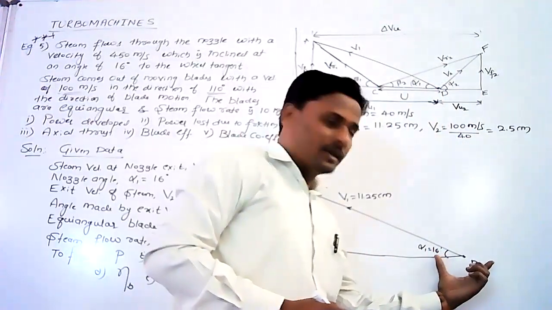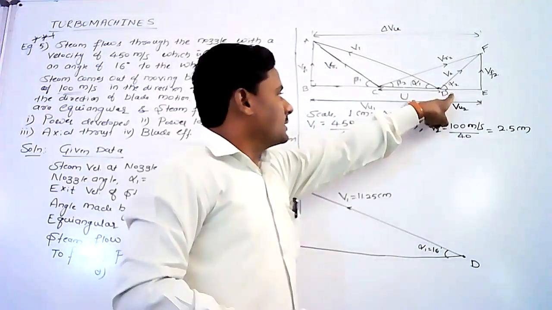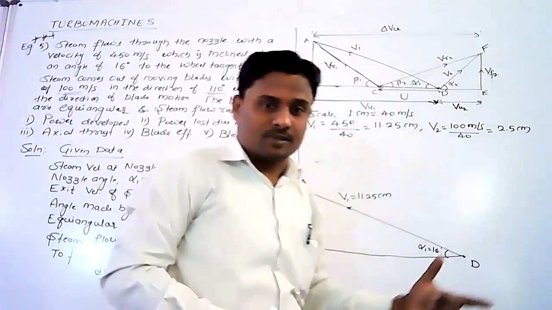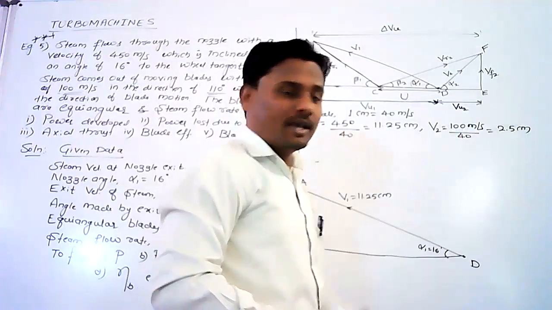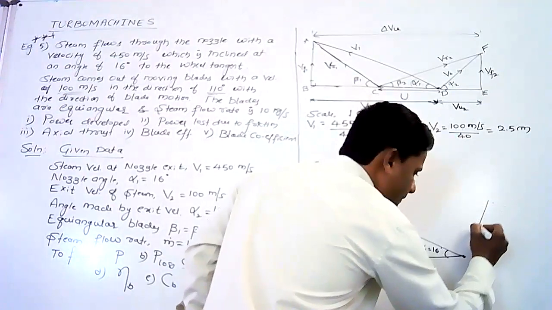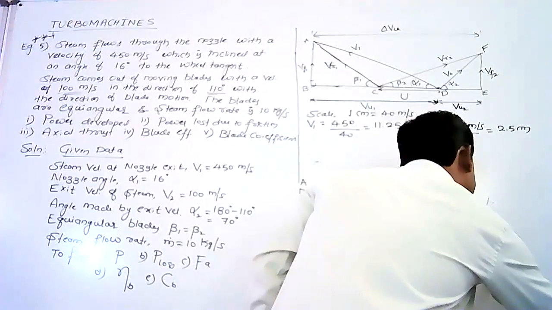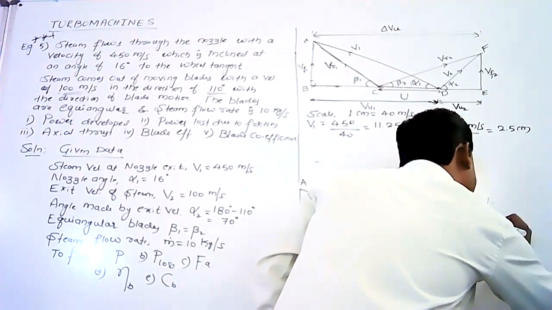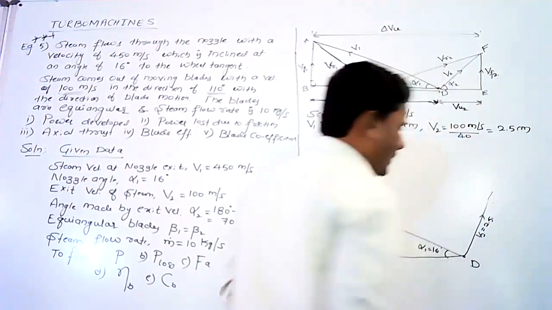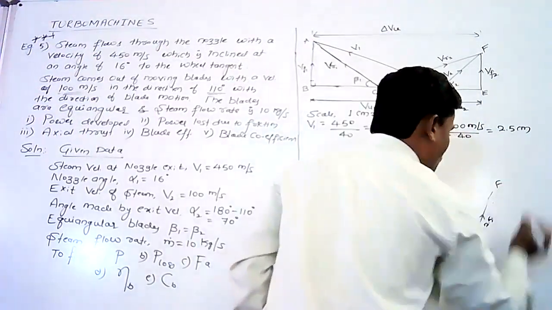Now keep the protractor on point D and measure the angle in the counterclockwise direction. Since the V2 angle alpha is measured counterclockwise, that is 70 degrees, and the length is 2.5 centimeters. Hope this is clear. You got the point F here.